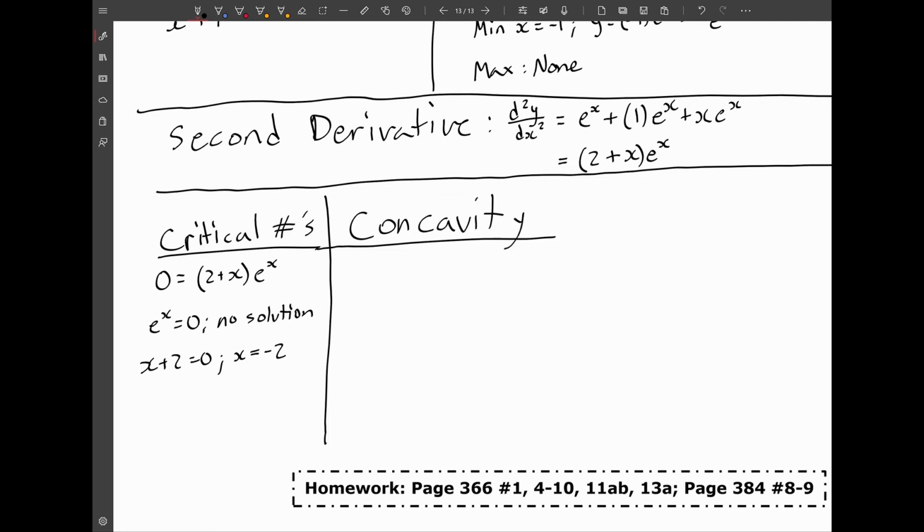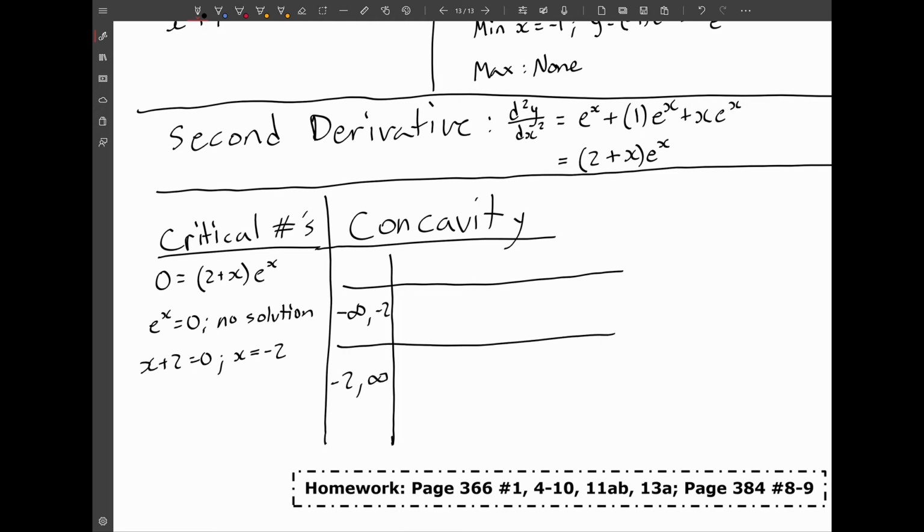So concavity then, we're going to do the same thing we did for finding our intervals of increase and decrease to find our concavity. We have our intervals from negative infinity to negative 2, and from negative 2 to infinity. We are going to be looking at our two factors for our second derivative, e to the power of x and x plus 2. This will give us information on whether we're positive or negative for our second derivative, and whether we're increasing or decreasing for our original function y.